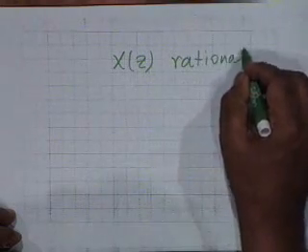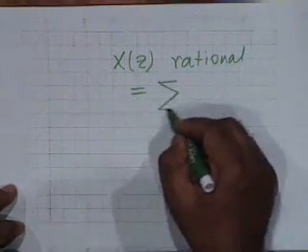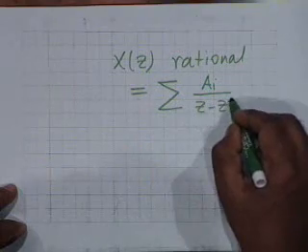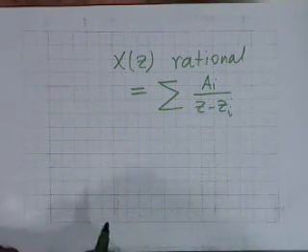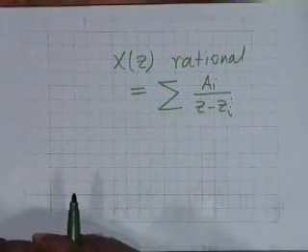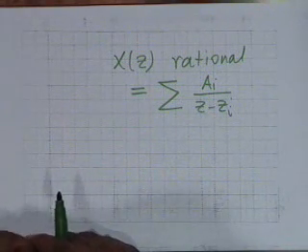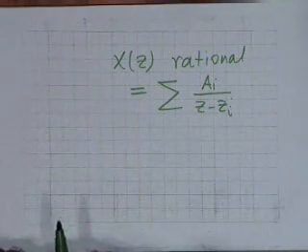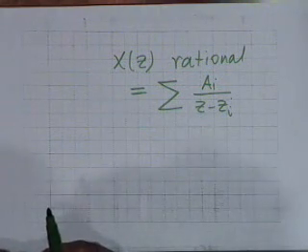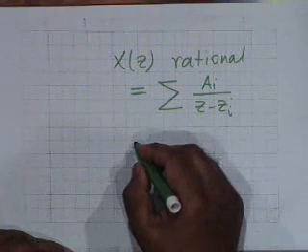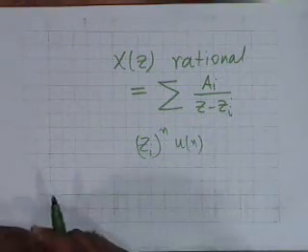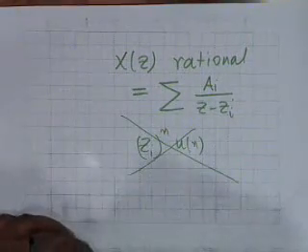And if it is rational, then inversion simply means that you expand this into partial fractions, of the form, let's say, A_i by z minus z_i, and then invert term by term. What is the inverse of A_i by z minus z_i? It depends on the ROC. Suppose the ROC is specified, then do you know the inverse of this? Yes, what is it? n? u of n if the ROC is the outermost? Wrong. So there is a z inverse in the numerator also.